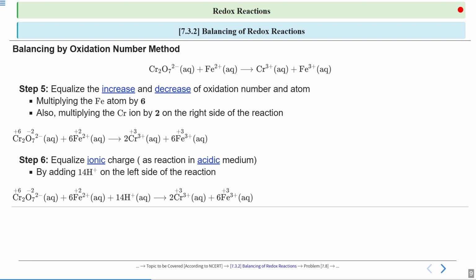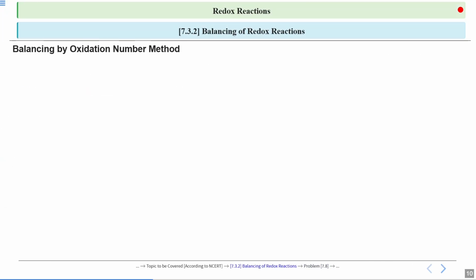As we have written 14 H plus, now we can clearly see that on the right hand side, there is something missing. There are no hydrogen ions in the product. Then how can we balance this? How can we maintain this? So after equalizing the ionic charge, as we have placed the H positive on the left hand side, we will proceed to the final equation in step 7, the balancing by the oxidation number method for this given equation.